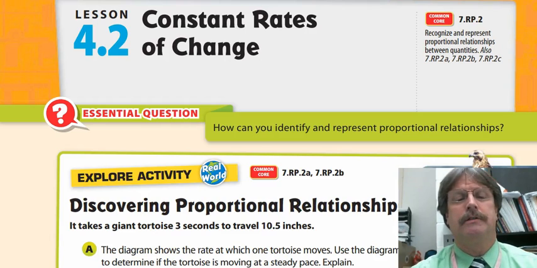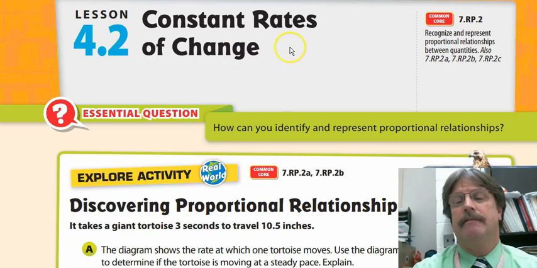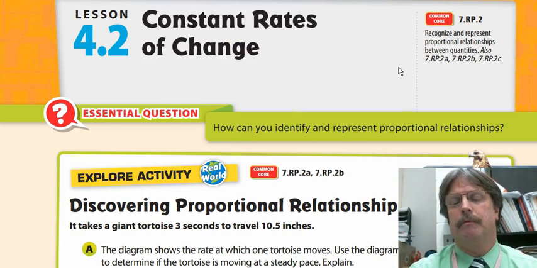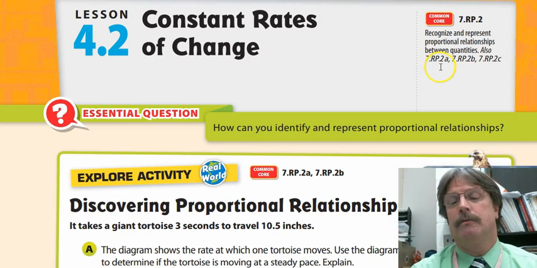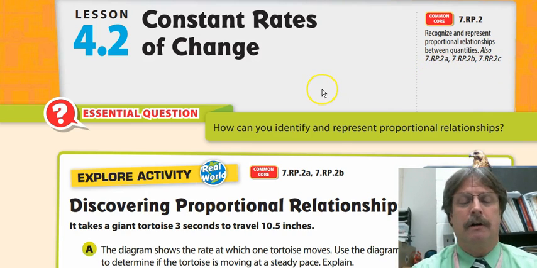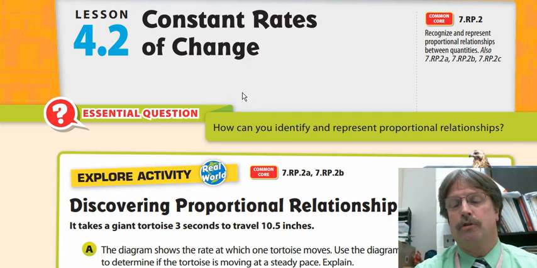In lesson 4.2, constant rates of change, we're going to work on the standard 7.RP.2, which is ratios and proportions. Recognize and represent proportional relationships between quantities, and also we're going to be working with the standards 2A, 2B, and 2C. So our essential question is how can you identify and represent proportional changes?